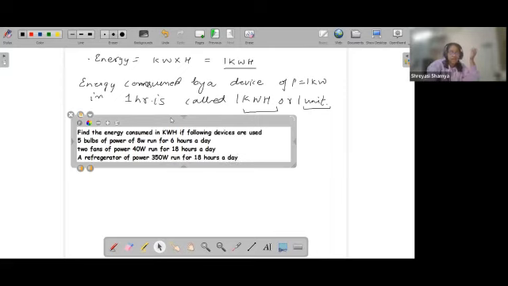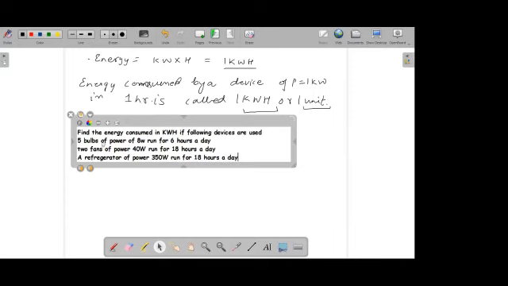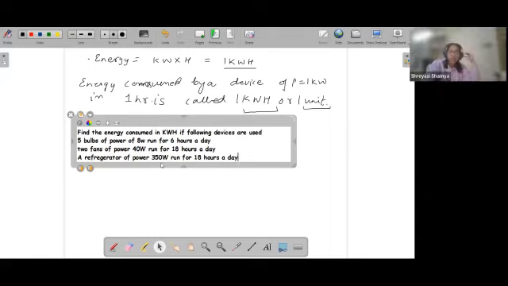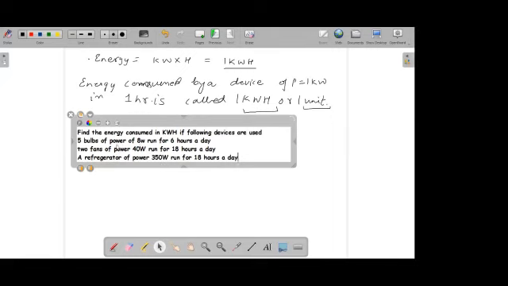Sir, like the 5 bulbs and the 2 fans, together they are 8 watts or each of them are 8 watts? All the bulbs run for 6 hours per day. Two fans, both of them run for 18 hours per day. So each of them is 40 watt? Yeah, 5 bulbs of power 8 watt each. Similarly, 40 watt each.